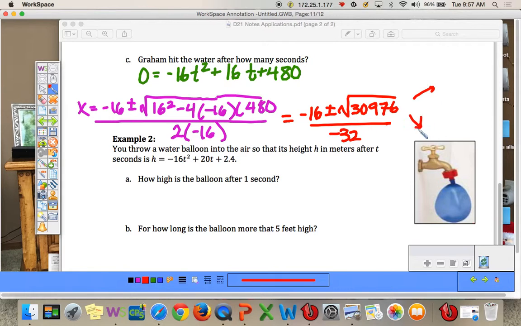Let's break this up into 2 answers here, and I'll type in my calculator. Negative 16 plus the square root of 30. Oops, I typed that in wrong.